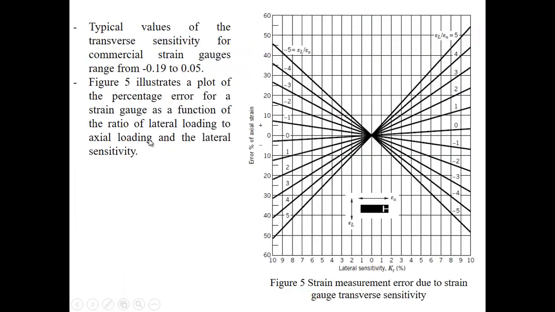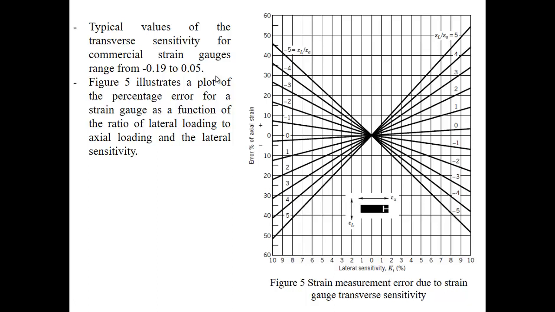Okay, so the typical value of the transverse sensitivity for a commercial strain gauge is about negative 0.19 to 0.05. So the transverse sensitivity for the different strain gauge you need to know before you use that, right? Because it will affect the data that you will capture.